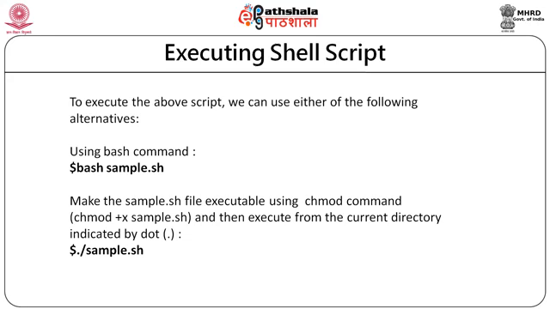How do we execute shell scripts? There are two ways, the two most frequent ways to execute shell scripts. First is using the bash command. As you can see on the screen, the bash command is fired at the $ prompt, and we give the file name, the shell script name that is to be executed. So, you can see bash and the shell script name.